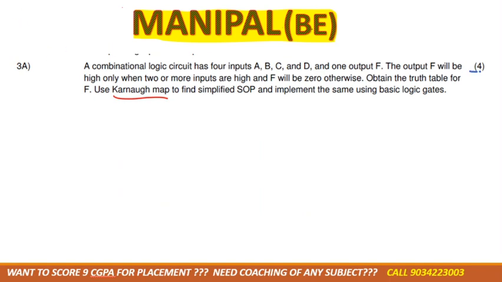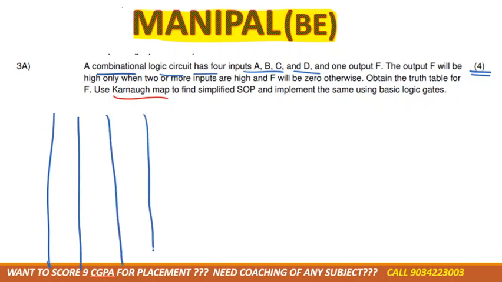Okay, now see, this is the question of K-map, it is for 4 marks. A combinational logic circuit has 4 inputs, right? So now we need to draw the truth table based on that. 4 inputs means how many combinations do we have? That is, if we have 2 inputs, then 2 raised to power 2. If we have 3 inputs, then 3 raised by 2, and if we have 4 inputs, then 4 raised by 2, that is 16. So A, B, C, D, and output is denoted by F.